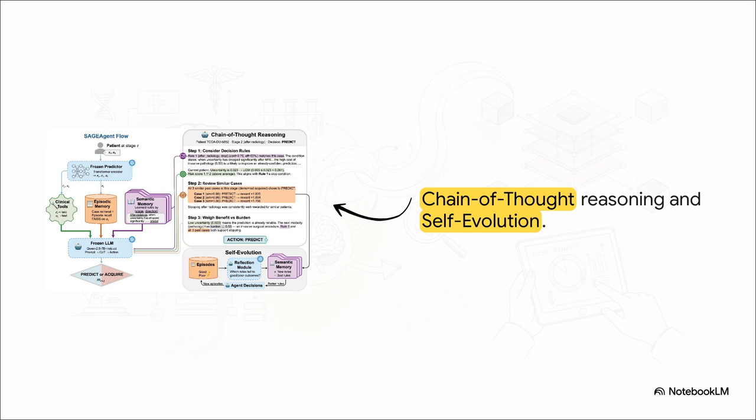It says, okay, step 1, I see rule 1 says to stop when uncertainty drops after an MRI. Step 2, all 3 similar past patients successfully stopped here. Step 3, weighing the benefit versus the massive 0.53 burden of pathology, I choose to predict now. And what's truly amazing is the loop at the bottom, self-evolution. Based on whether its decision was good or bad, it updates its own rulebook for the very next time, completely without human intervention or complicated gradient updates.